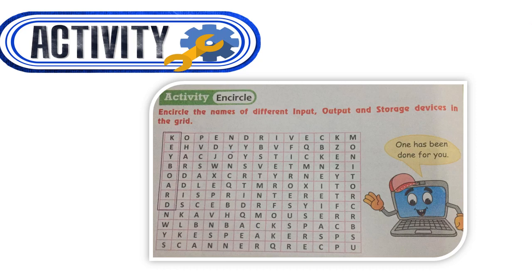Students, you have to do an activity in the reader, page number 22. The activity is very simple. You have to encircle the names of the different input, output and storage devices in the grid. So one has been done for you. Other things you have to find out.